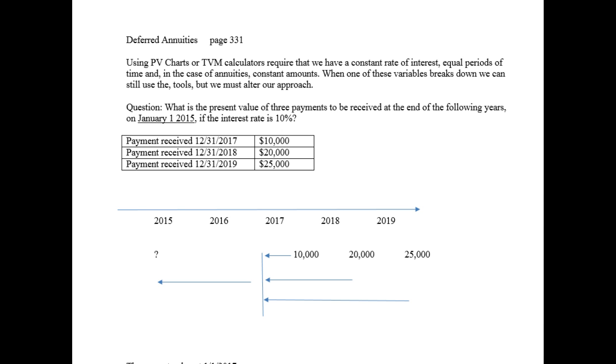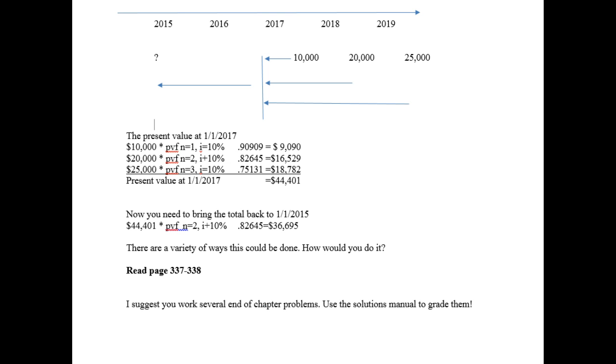So, what can we do to get the present value of those today, recognizing that they don't lend themselves easily to time value of money charts or calculators? I know from what I know about time value of money that I have 3 payments, 10,000, 20,000, and 25,000. They're not an annuity, they're uneven payments. And so I need to bring them back to 2015. My approach will bring all 3 of them back to the beginning of 2017 and then bring that number itself back to 2015. That's my approach. There are other ways that this could be done.